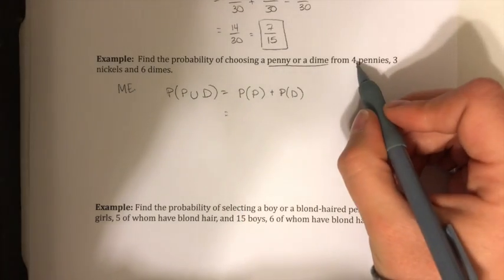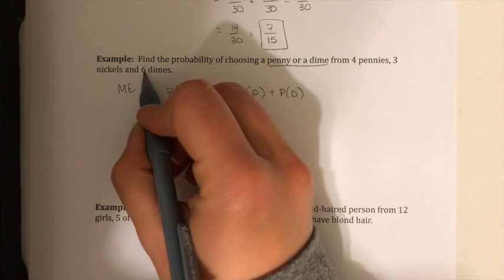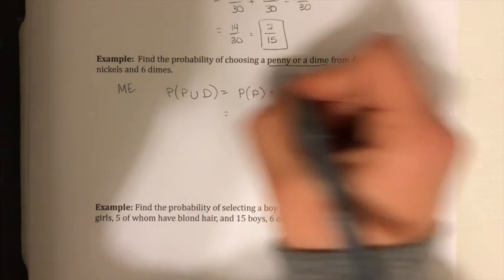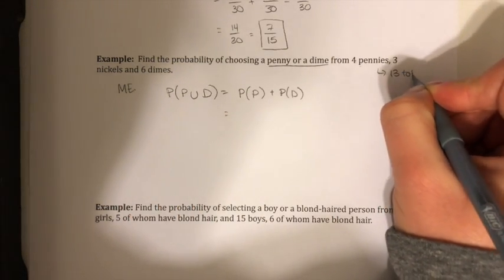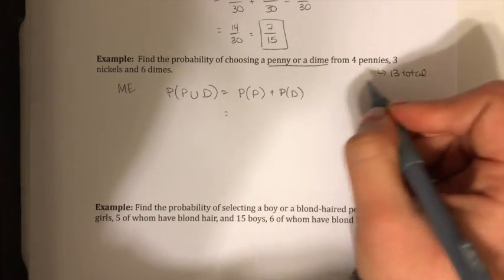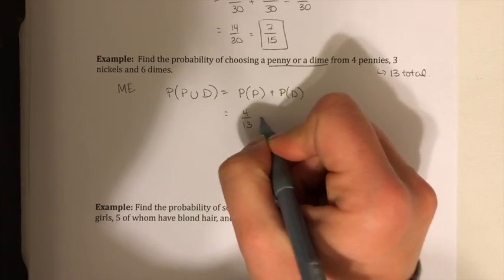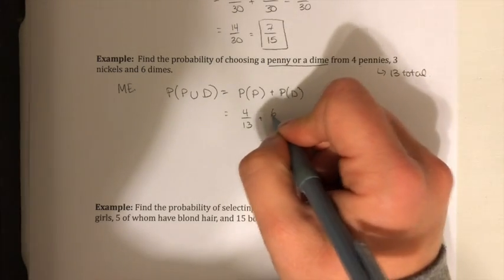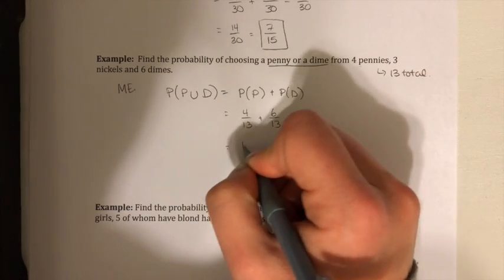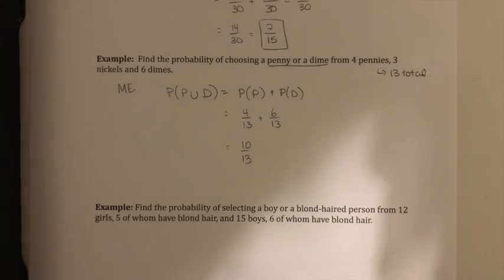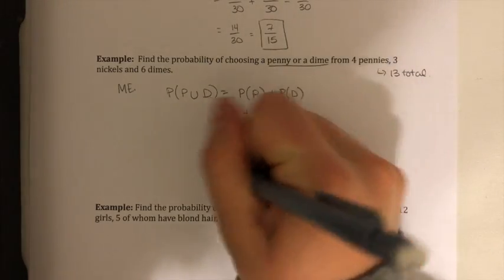Okay, so again, total, there's 4 plus 3 plus 6. So that's 13 total coins, right? The probability of a penny is 4 out of 13. The probability of a dime is 6 out of 13. So you have a total probability of 10 out of 13.